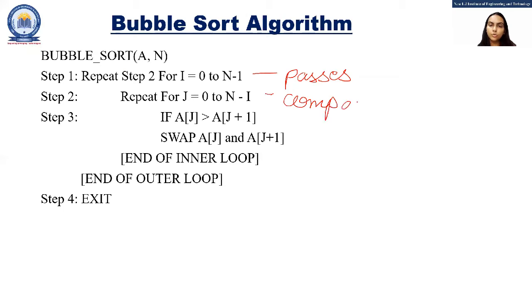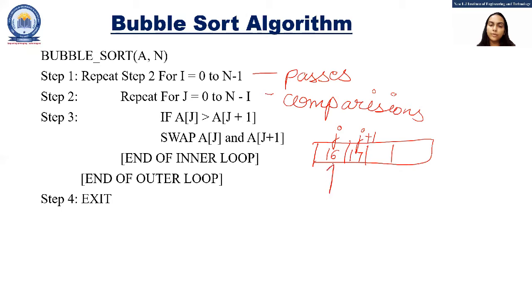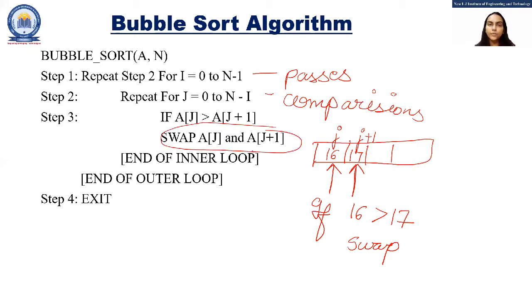So for comparisons, if we are taking j, that means if this is an array, and we want to compare this 16 with 17, if this is j, this would be j plus 1 at that particular moment. So we will check if a of j is greater than a of j plus 1. That is, if a of j, in this case 16, is greater than 17, then we need to apply the logic of swap. But in this case 16 is not greater than 17, so we would not go inside this if condition, right? So we would be checking with the adjacent elements.